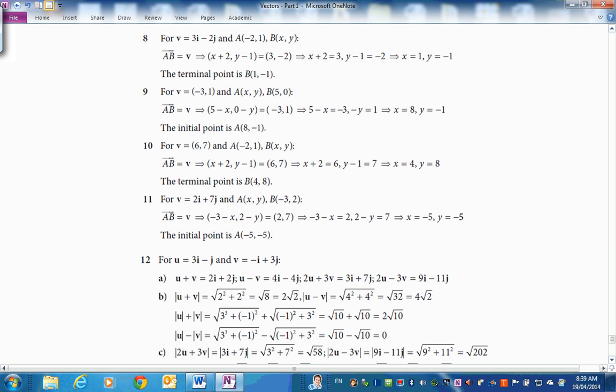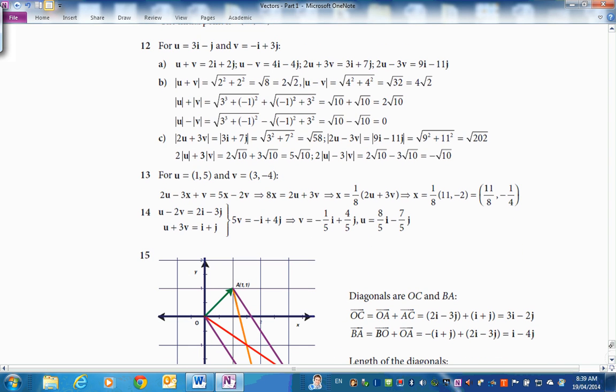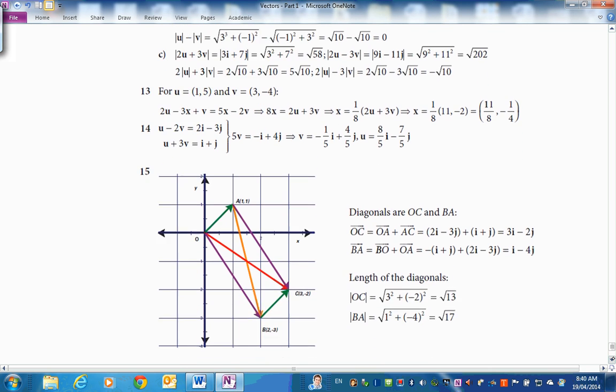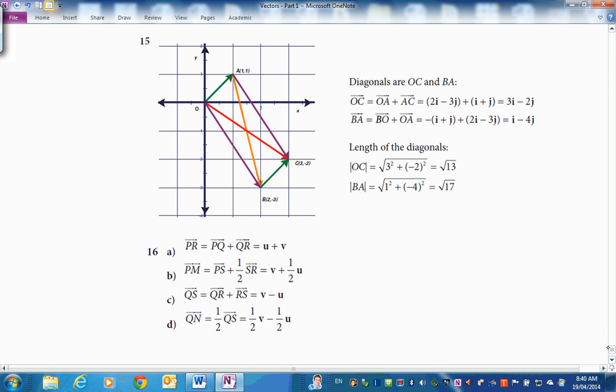Eight through 11, a bit of 12 coming up. Let's have a look at 12 then. 12, 13 and 14. Some basic calculation there. And the last couple, 15 and 16. So there's 15 and 16.